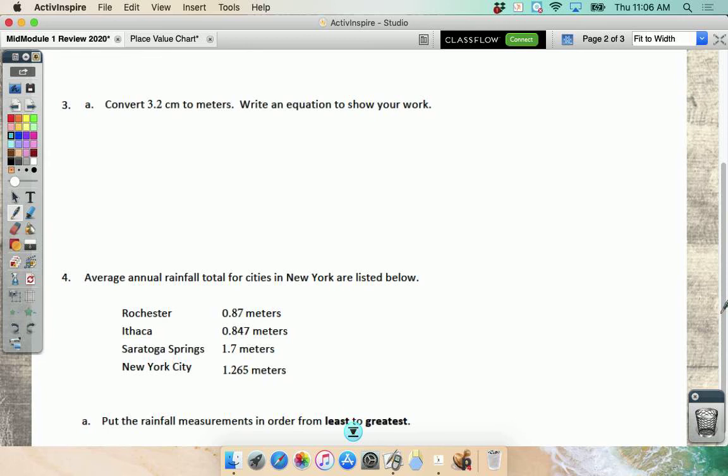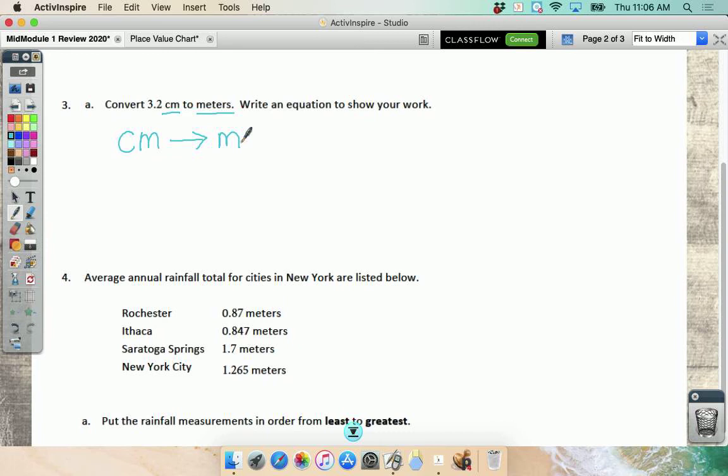Convert. Convert. I remember that word. Do you remember that word? It's all about the metric system. Okay? So when it says convert from centimeters to meters, I'm going to write down that little formula. Do you remember writing this earlier in the year? It's been a while. So I can actually look on my chart for metric conversions to double check to make sure I think I've got this right.